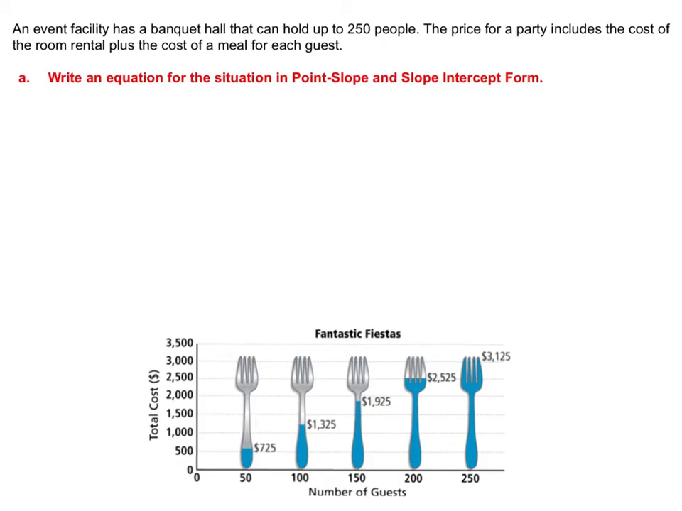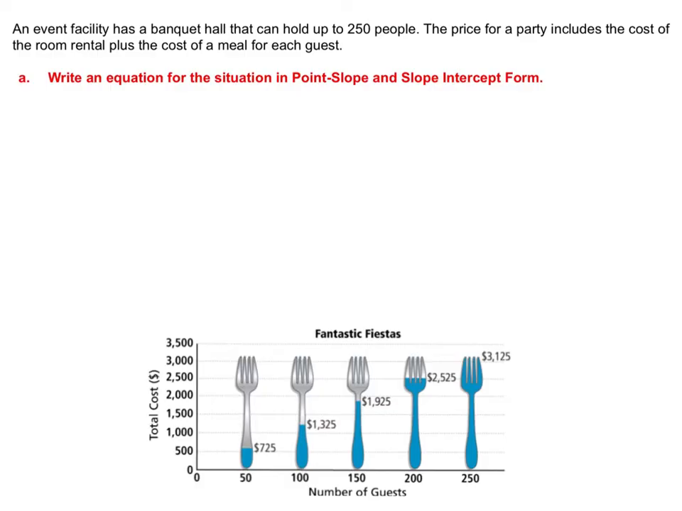In this example, it says an event facility has a banquet hall that can hold up to 250 people. The price for a party includes the cost of the room rental, plus the cost of a meal for each guest. Write an equation in point slope and slope intercept form. Now, what this graph gives us is basically the set of ordered pairs.